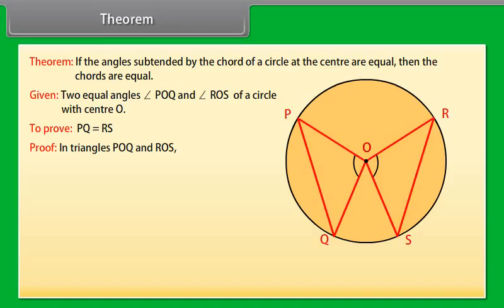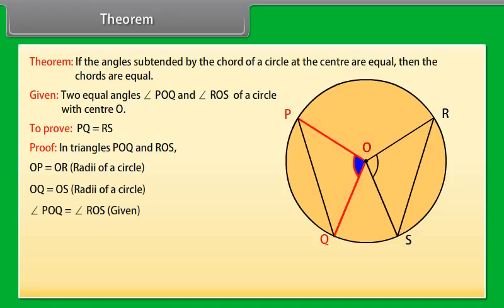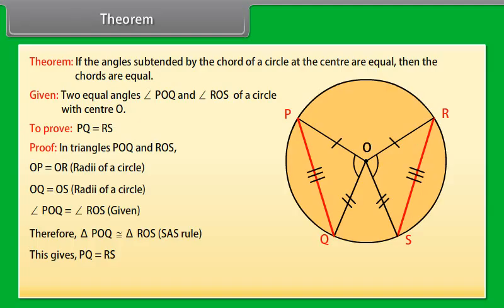Proof. In triangles POQ and ROS, OP is equal to OR because these are the radii of a circle. OQ is equal to OS. These are also the radii of a circle. Angle POQ is equal to angle ROS, given. Therefore, by the SAS congruence rule, triangle POQ is congruent to triangle ROS. This gives PQ is equal to RS, because corresponding parts of congruent triangles are congruent.